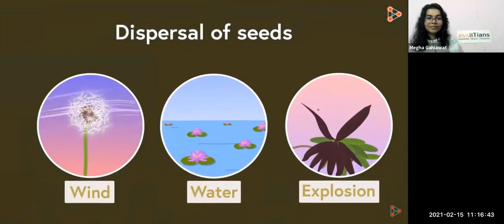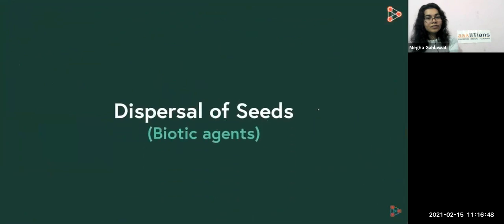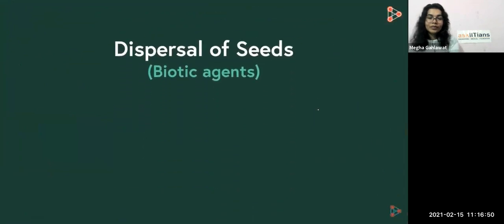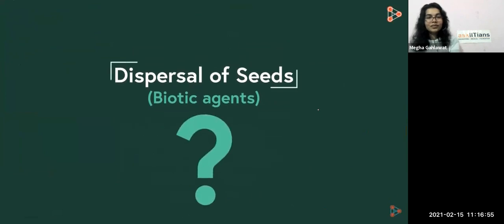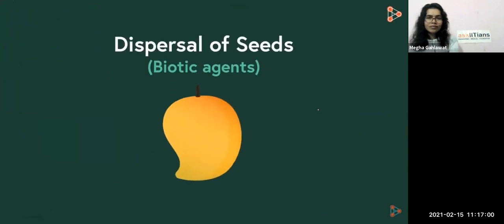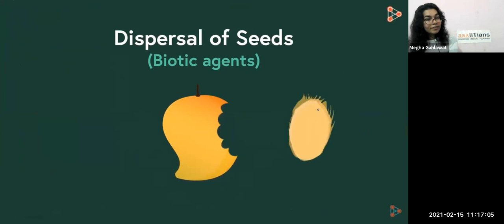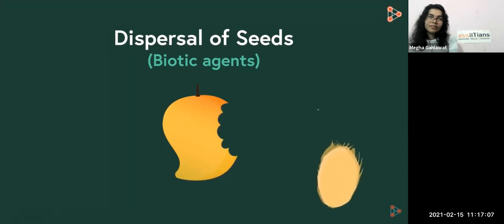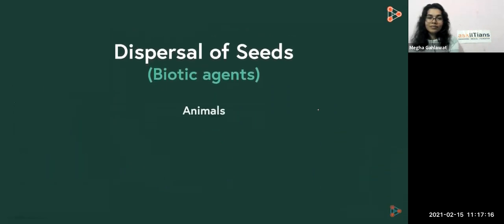Now, these were all the abiotic agents. Last in the list are the biotic agents, which we need to have a look at. Biotic means living organisms. So, are animals also responsible for dispersal of seeds? Yes, they are. Tell me one thing. What do we do with the seeds after eating juicy fruits? We generally throw away the seeds, right? Yes, that is how seeds from a plant growing in one area reach a completely different area. Plants are even benefited with the seed dispersal by animals.